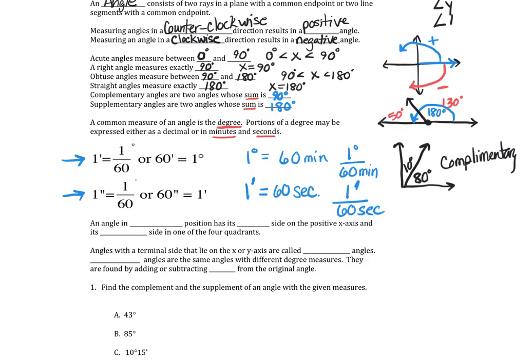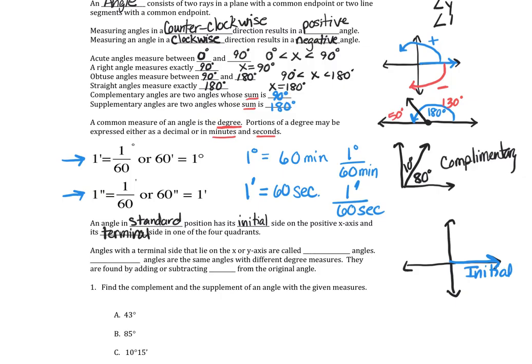An angle in standard position, we call it standard position, has its initial side on the positive x-axis. That's here, positive x-axis. This is our initial side. We'll go ahead and draw our x and y axis. And here's our initial side on the bottom. It's on the positive x-axis, and we call it our terminal side. Terminal just means where it stops.